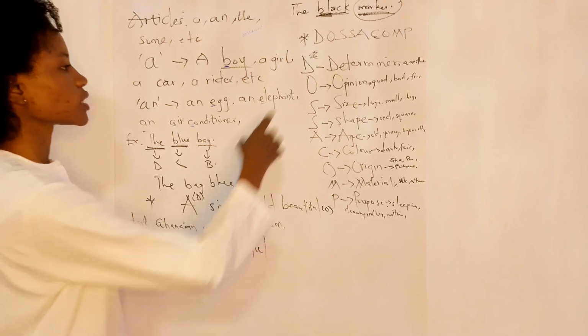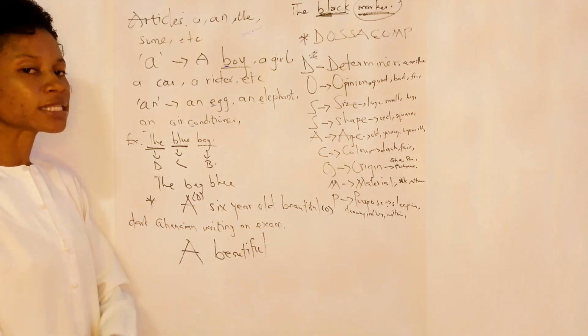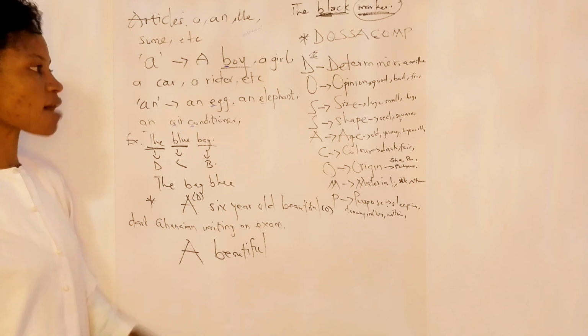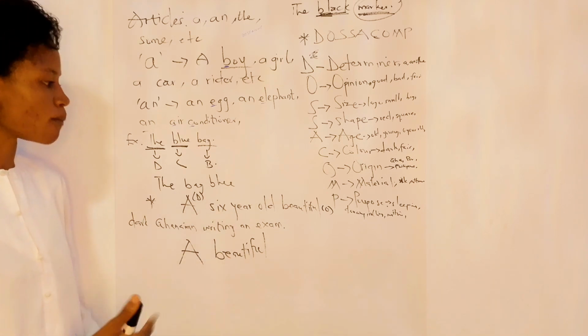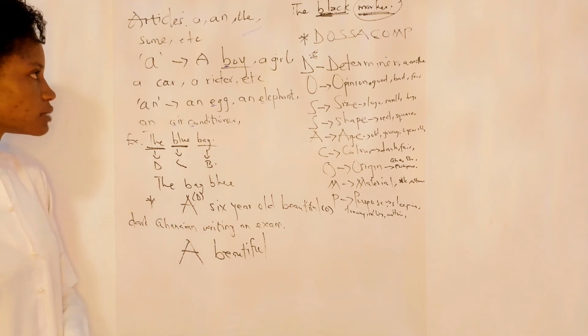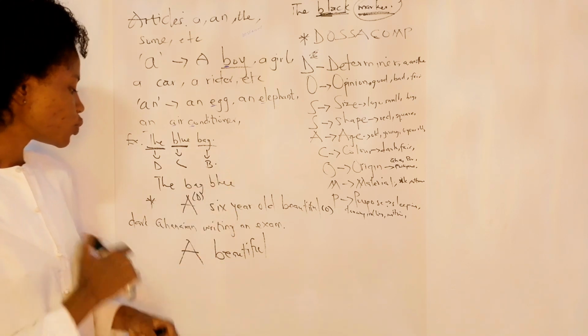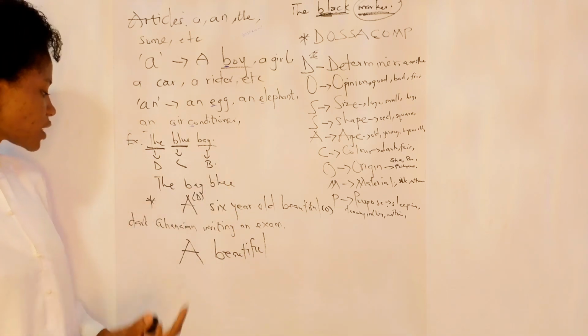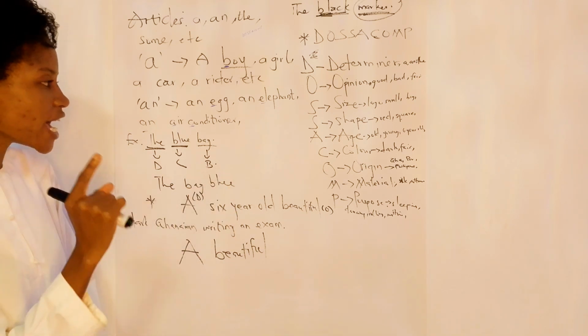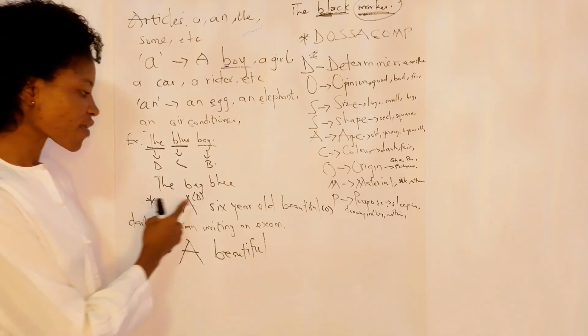The next one is size. Do we have size in this statement? No, we don't have size. There's nothing like large, small, big in this statement. The next one is shape. We don't have shape in this statement, so let's skip. Then the next one is age. Yes, we have age here.